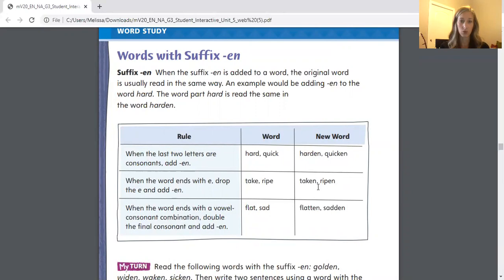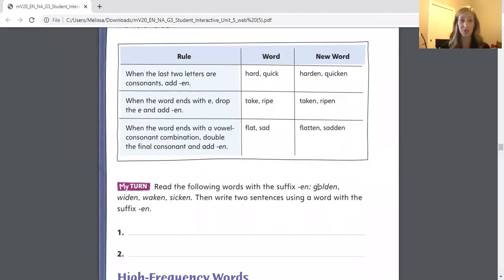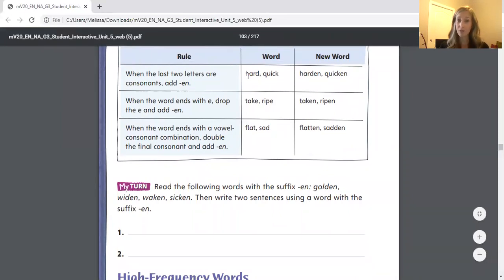Let's take a look at these rules because we will be doing more practice with this on another page as well. If we have the word hard and quick, you know that we can turn those words to harden and quicken. So when the last two letters are consonants, add en.